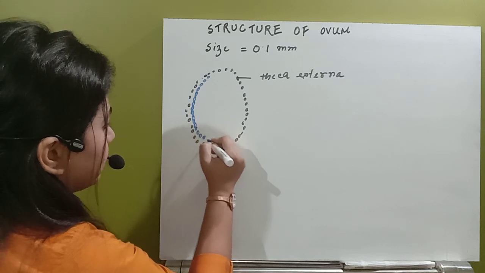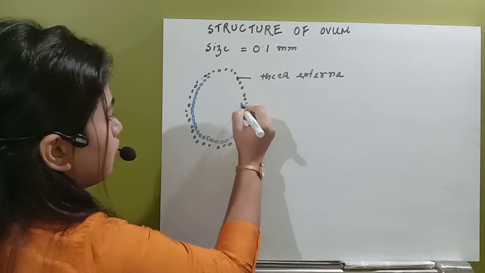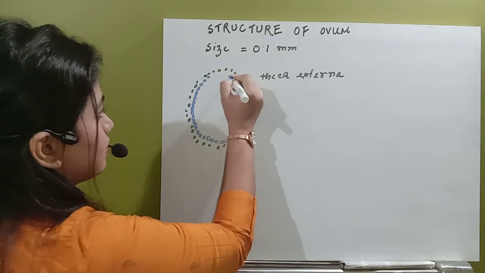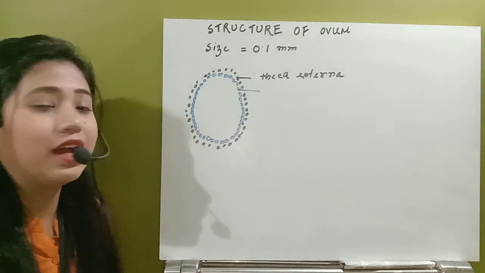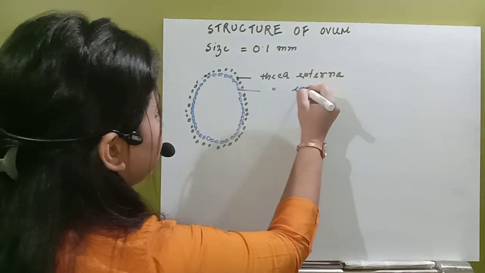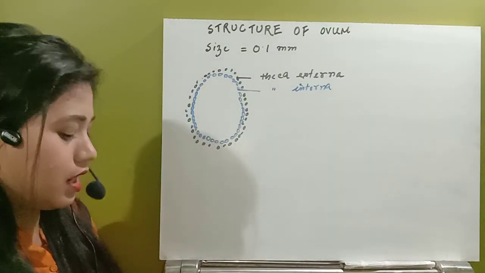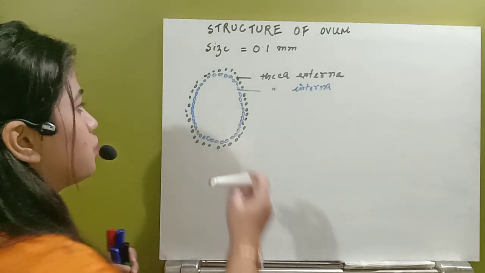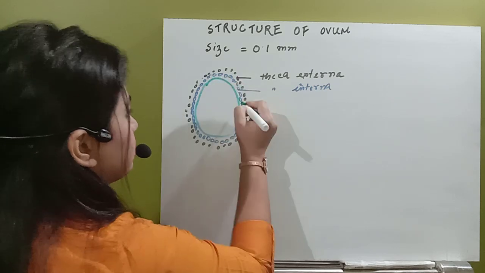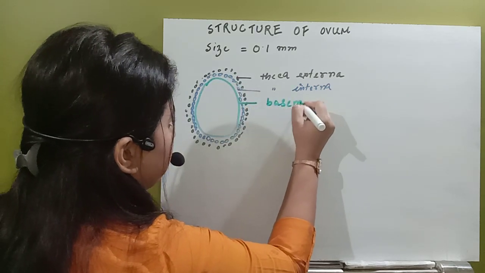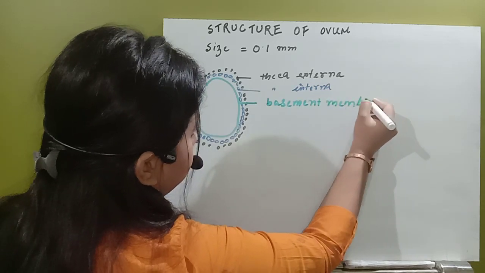We should know that both the theca externa and the theca interna are epithelial tissue. Epithelial tissue is lined by a basement membrane. So the basement membrane is present just behind the theca interna. This blue colored layer is the theca interna, and just behind it we have a non-cellular membrane, the basement membrane.